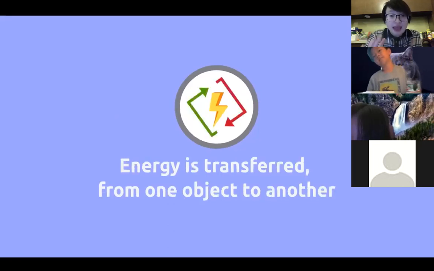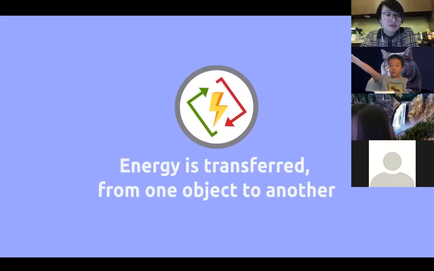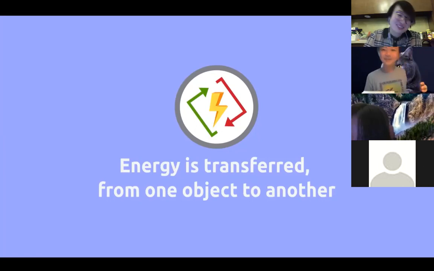Perfect. Okay. And the second property is energy is transferred from one object to another. Like this coffee maker. You have a coffee maker here? Yeah. You drink coffee? Well, I do not. Okay, but coffee actually provides energies. You drink water. Water also provides energies.